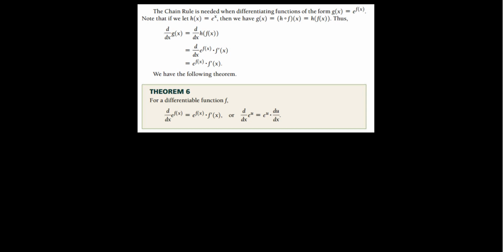So if we take the derivative of that g of x, well, actually I didn't even finish reading it, did I? Note that if we let h of x be e to the x, right? So h of x is going to be e to the x. Then we have g of x is going to be the composite function, and again, all this here is just simple notation. It's just kind of showing how we derive something.